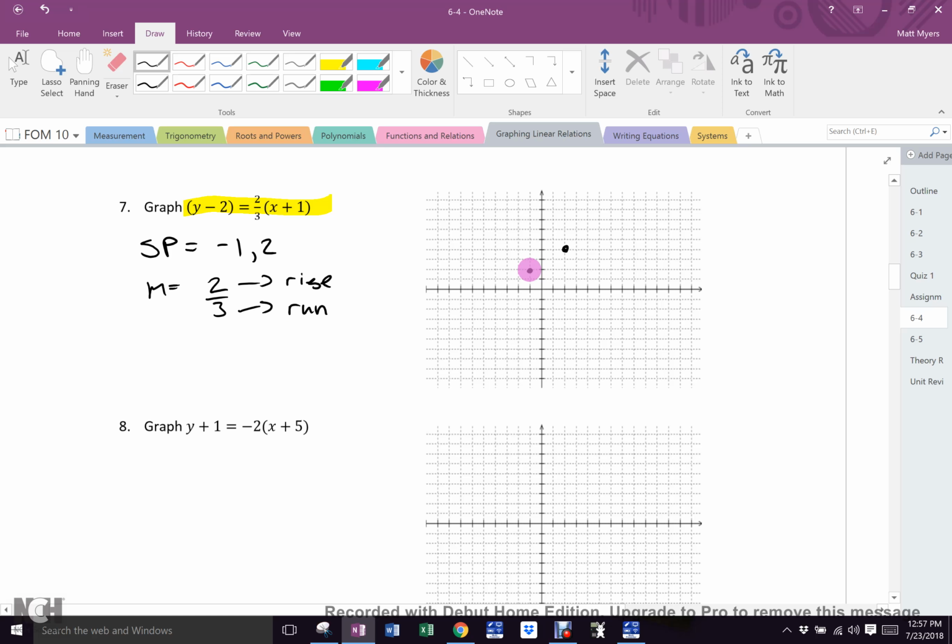So I'm going to go back to my starting point, and I'm going to go down 2 and left 3. And lo and behold, it makes a nice line. Does everybody understand? Good. Look at the next one.